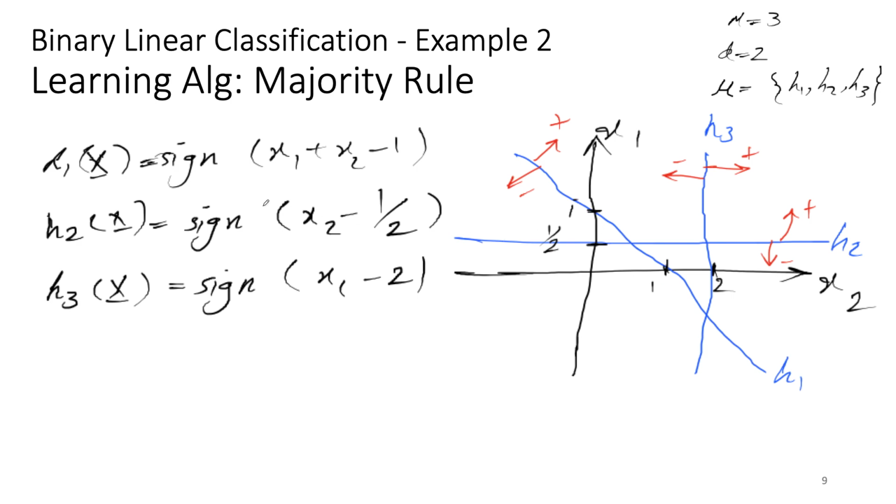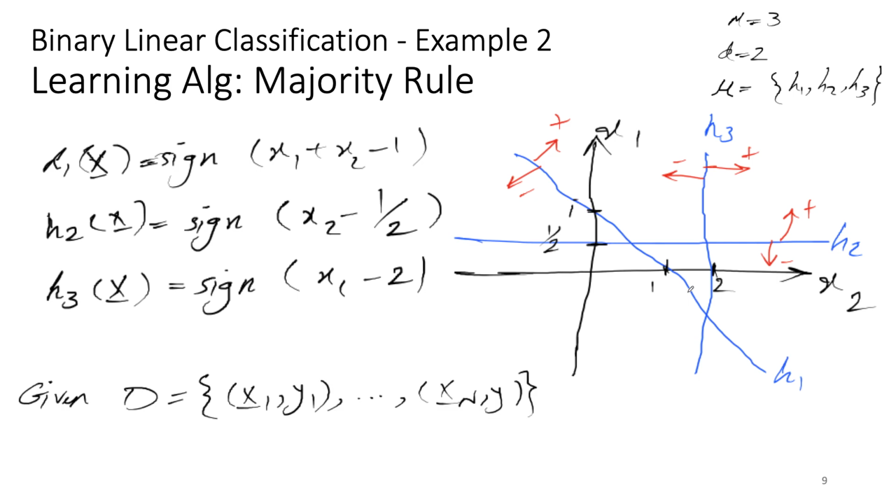h1 is assigned x1 plus x2 minus 1, h2 is assigned x2 minus half, and then h3 is x1 minus 2 here, right? So these are your three hypotheses. Each of them is a classifier of its own.